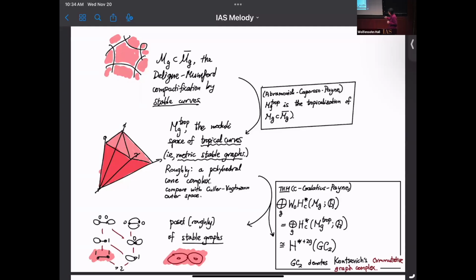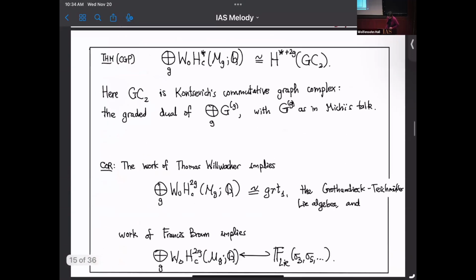Okay, so I'm going to take this box and zoom in on the next slide. GC_2 here denotes Kontsevich's commutative graph complex, developed in his paper of 1993. And sorry to say, it's just a slight convention difference away from what was introduced on Monday. So G_g denotes the homological graph complex as in Michi's talk, roughly speaking generated by graphs with differential edge contraction. And here we take the totality of them over all g and take the graded dual.